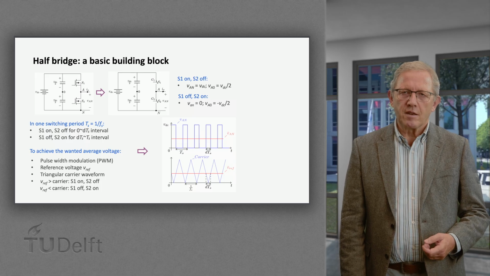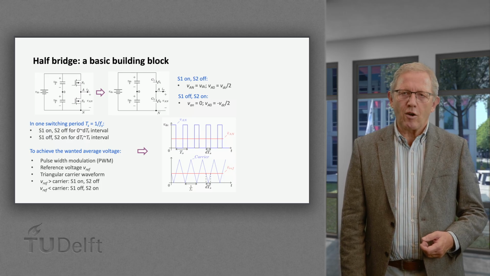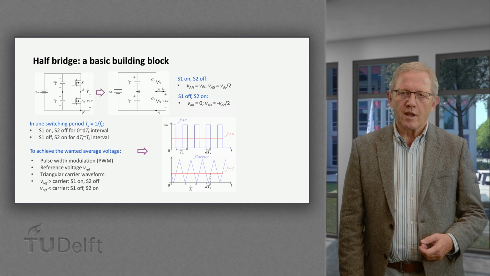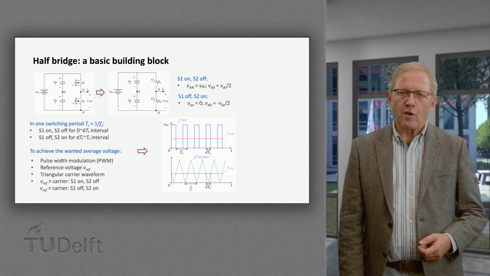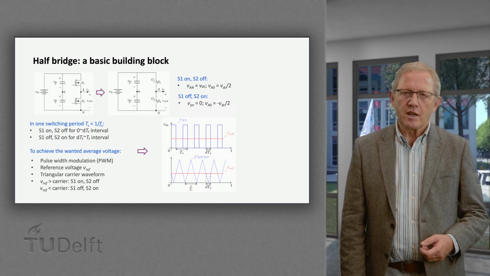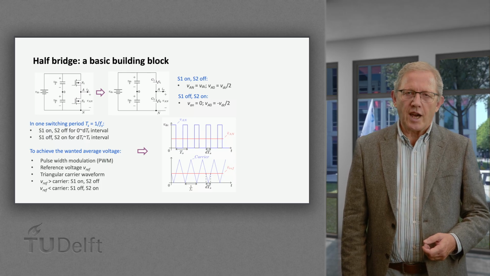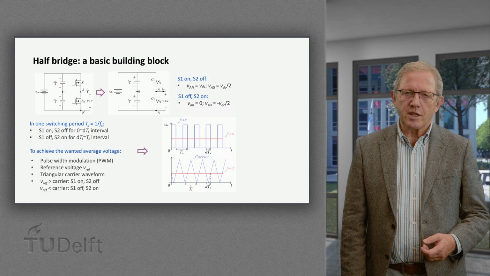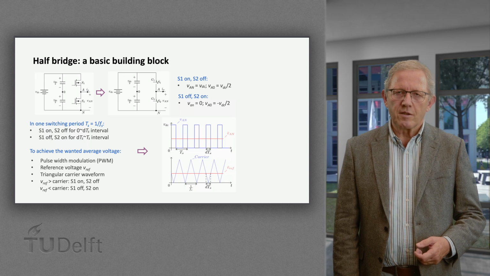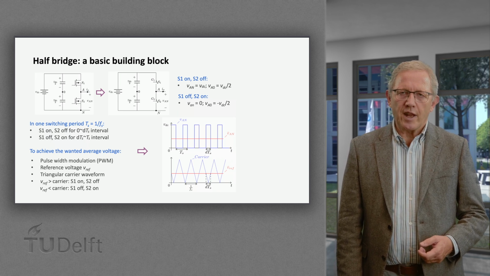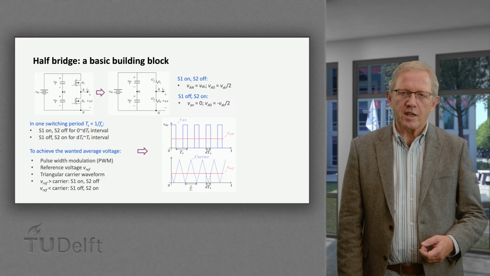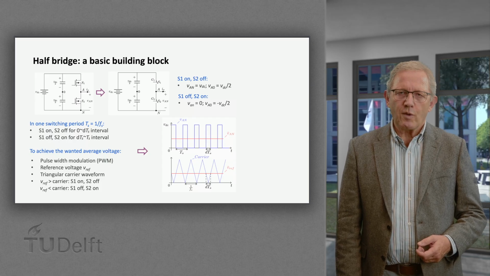In practice, this can be realized by comparing a reference voltage, Vref, with a voltage between 0 and VDC to a triangular carrier waveform, changing in between VDC and 0 with a period of Ts. If Vref is larger than the carrier, S1 is turned on, otherwise S2 is turned on.